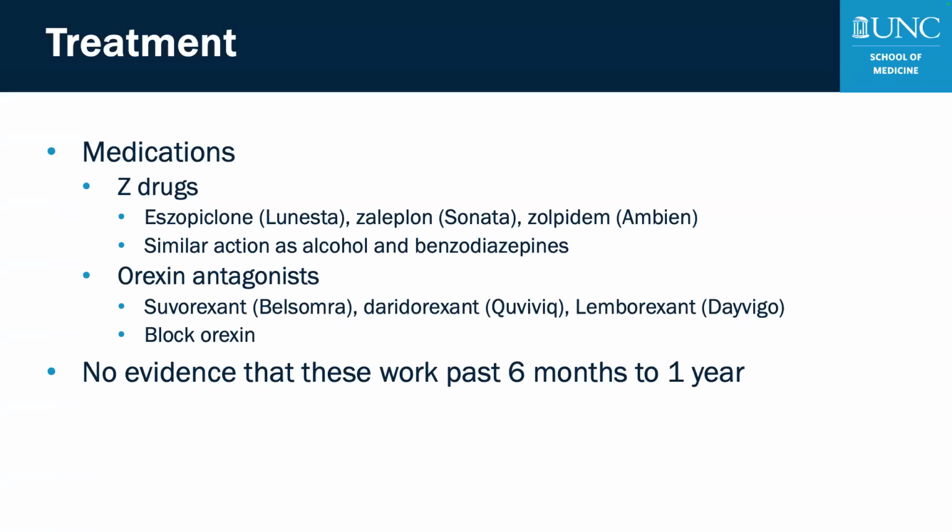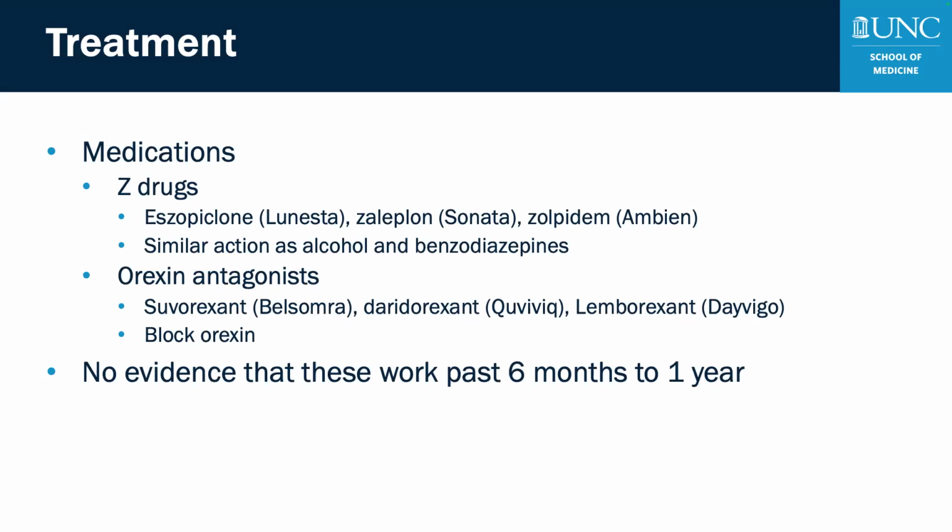So they're what we call the Z drugs: eszopiclone, which is Lunesta, zaleplon, which is Sonata, and zolpidem, or Ambien. They act on the same receptor that alcohol does, and the benzodiazepines, and therefore can have similar unwanted side effects.